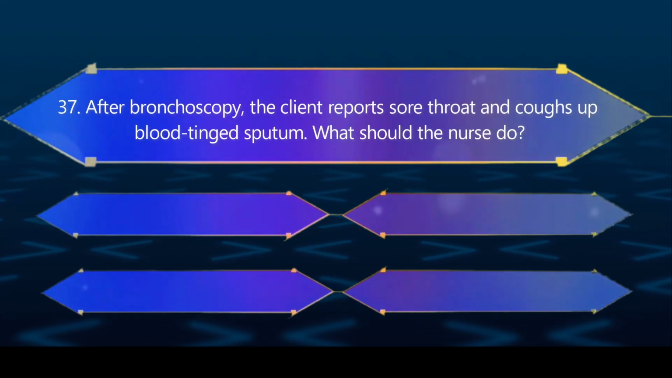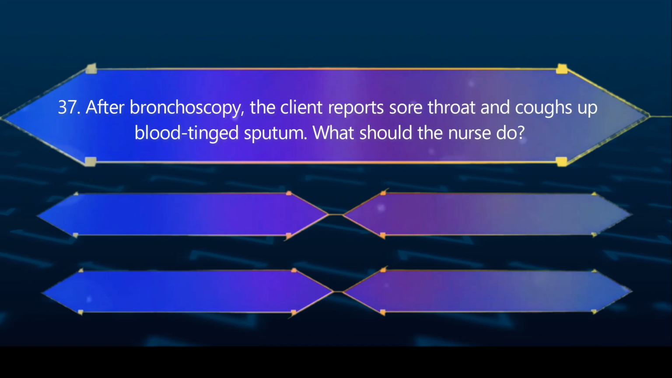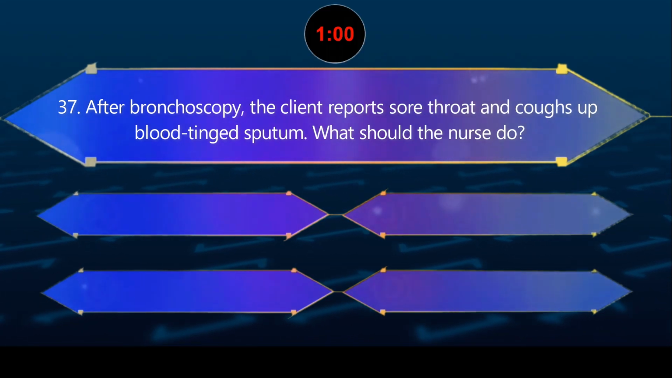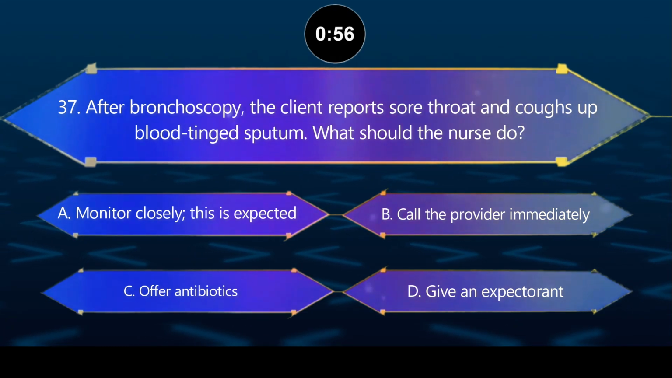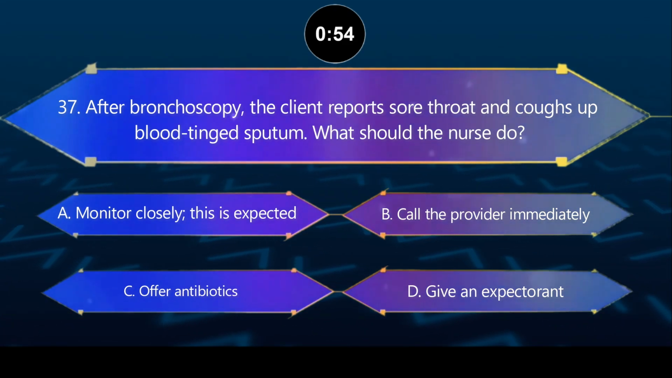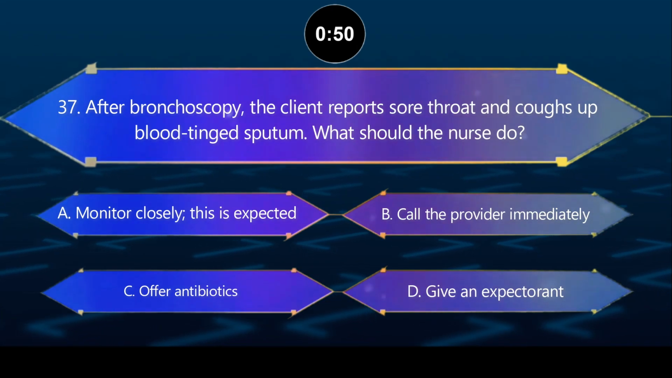37. After bronchoscopy, the client reports sore throat and coughs up blood-tinged sputum. What should the nurse do? A. Monitor closely, this is expected. B. Call the provider immediately. C. Offer antibiotics. D. Give an expectorant.